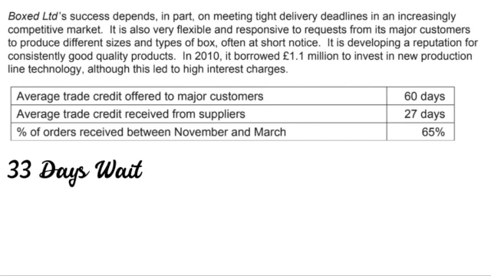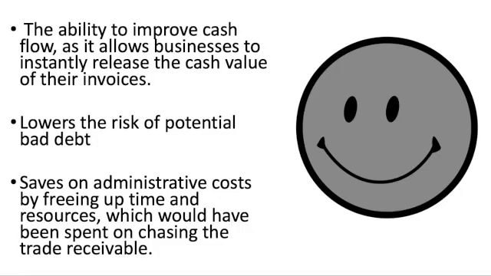And they're also having the pressure of not receiving any income from their customers until after 60 days, even though they have to pay their suppliers every 27 days. So one of the reasons why a company might turn to a debt factor is for these three key reasons. Number one, to improve cash flow. And that's absolutely crucial when we look at the example that we've looked at from a previous AQA paper.